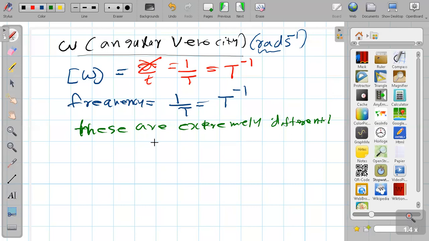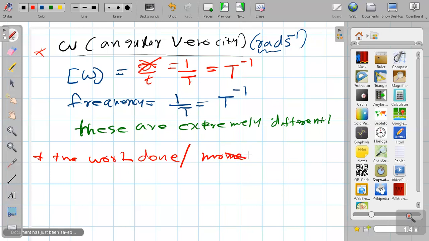There is more than this. Write down: the work done and the moment have the same dimension. How?